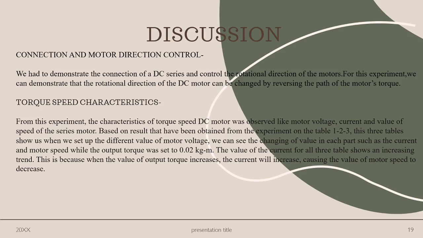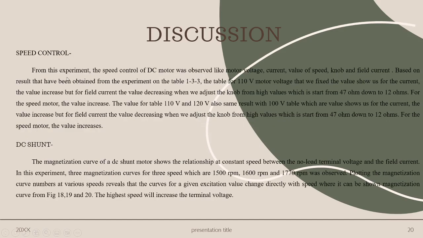Based on the results obtained from the experiment, these three tables show us that when we set up different values of the motor voltage, we can see the changing of values in each part, such as the current and motor speed, while the output torque was set at 0.02 kg per meter. The value of the current for all three tables shows an increasing trend. This is because when the output torque increases, the current will increase, causing the motor speed to decrease. For speed control, the speed control of the DC motor will observe the motor voltage, current, value of the speed, knob, and field current.